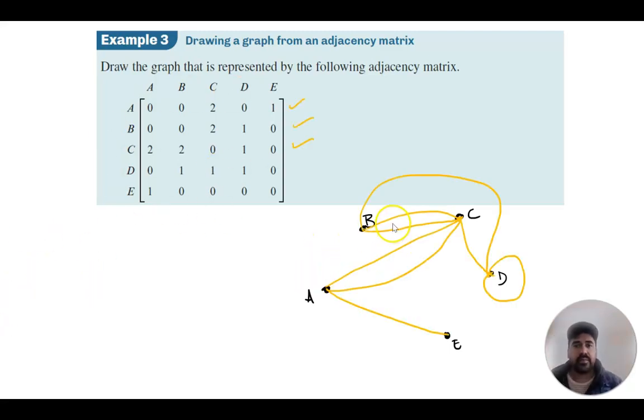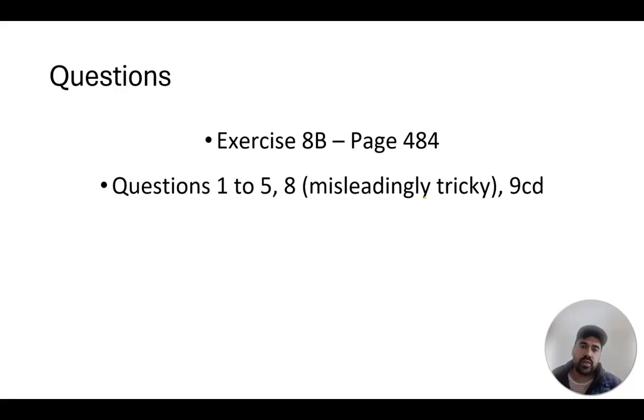All right, there we have it. Here it is, our graph from our adjacency matrix. I had a little checklist as I was going across. Yours might look a little bit different. There are no intersections or overlaps of edges, and this suffices as the graph. Here are your questions from 8B, questions 1 to 5. Try doing question 8, see how you go, and then question 9, C, and D.